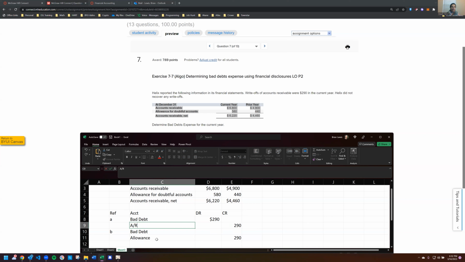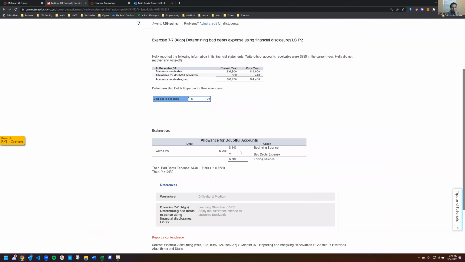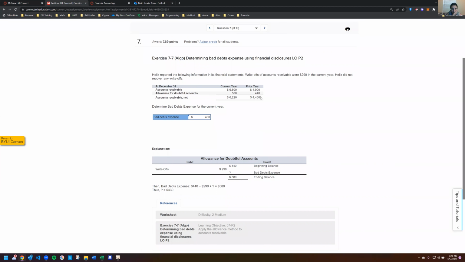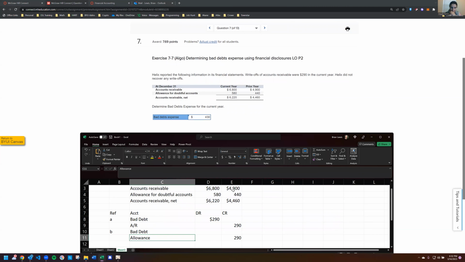So normally we would just write that off directly from accounts receivable and go to bad debt. And then we had to figure out the allowance. Yeah, this doesn't make sense to me. There's an explanation here. Let's see what it does. So they are taking the prior year information. That's the beginning balance, minus the write-off gives you this balance. Okay. So you can't ignore this number.